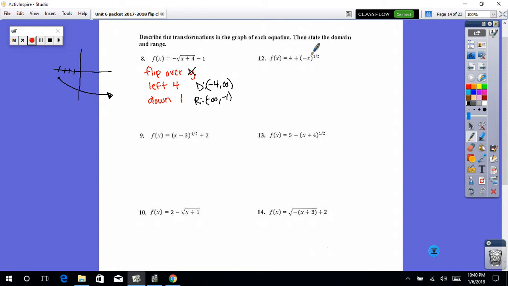Okay, I'm actually going to completely rewrite number 12. Sorry, I'm going left to right instead of down the columns. I'm going to rewrite number 12 so that it looks a little familiar. So we have the square root of negative x, and then we have a plus 4 on the outside. Just kind of moved everybody around a little bit. So we are flipping over the y, and we are going up 4.